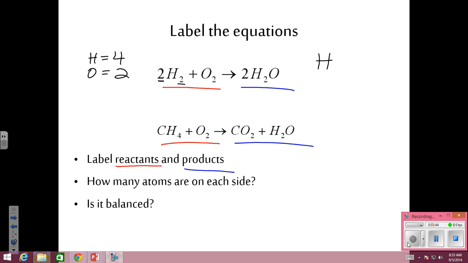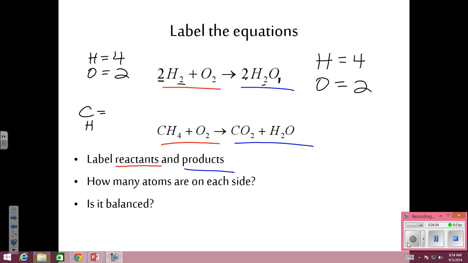Let's go over to this side. We have, again, 4 hydrogen, 2 times 2, and then you have to pretend there's a little imaginary 1 there. So 2 times 1, 2. So we have 4 hydrogen, 2 oxygen on each side. This equation is balanced.